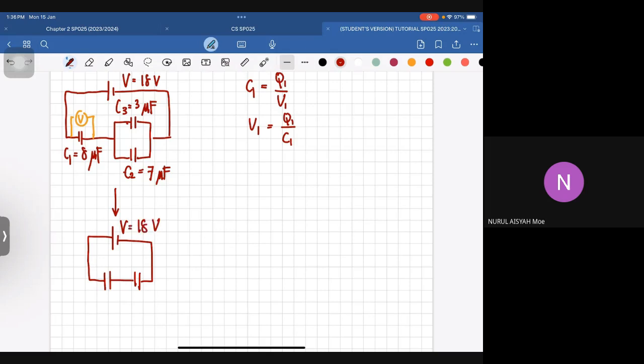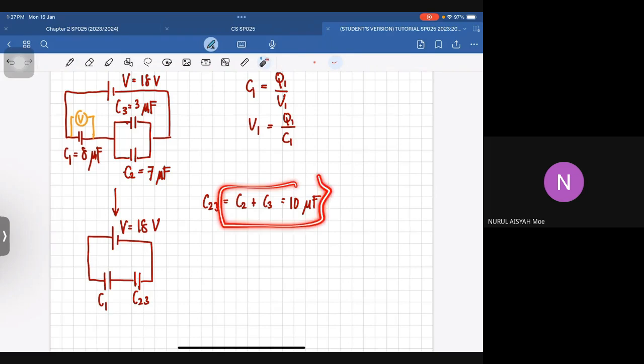So from here, this one is C1, this one is C2,3. So what is the value of C2,3? This is in parallel, so kita tambah aja. So this one will be 7 plus 3, which is 10 microfarad. Okay. So kalau kamu buat begini dalam exam, tidak markah substitution lah. So make sure kamu tulislah 3 tambah 7 mu. Cuma saya mau laju, jadi saya tidak tulislah.